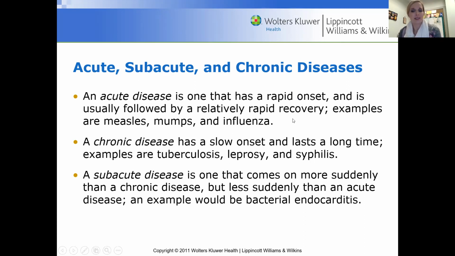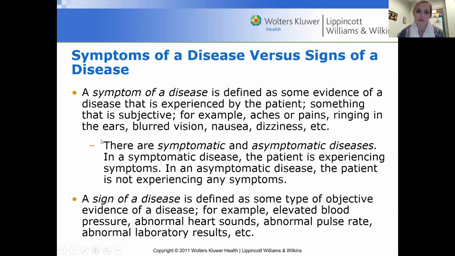Whereas chronic is the exact opposite. It has a very slow onset, typically lasts a very long period of time, if not for the rest of that patient's life. So tuberculosis, leprosy, and syphilis are examples of chronic diseases. We do have some diseases that are kind of in between, and that's where subacute comes in, where maybe the onset is a little bit faster than the chronic disease, but less sudden than the acute. So the big thing to remember here from this slide is acute versus chronic.